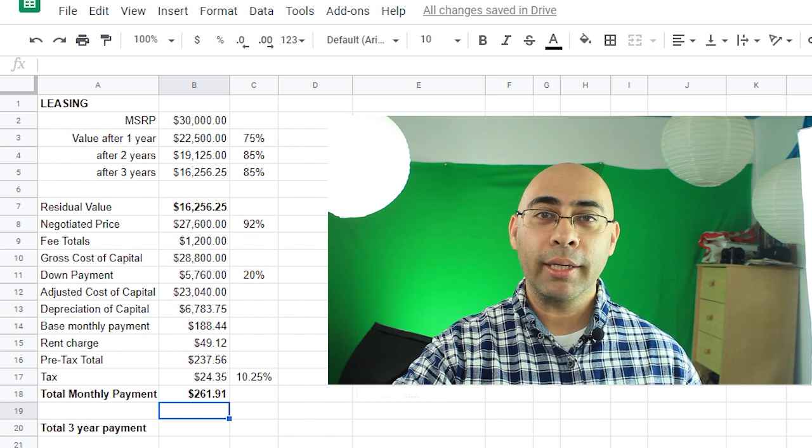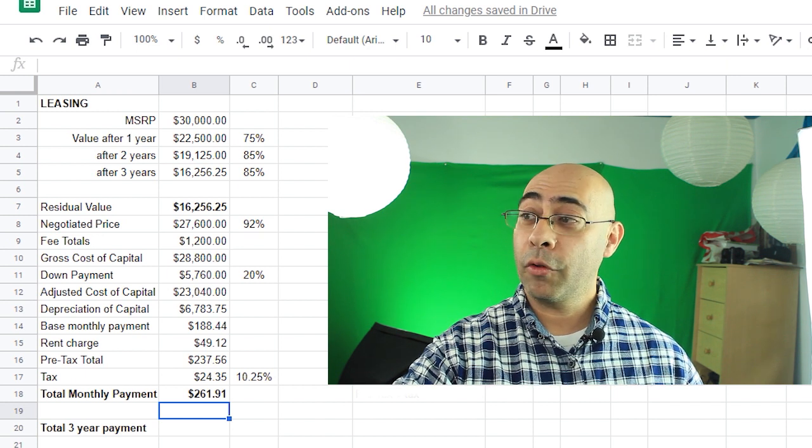of the bells and whistles. I don't know if you can get a fancy schmancy car for $30,000.